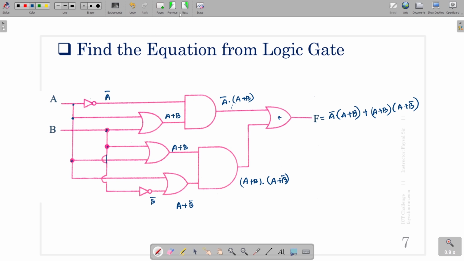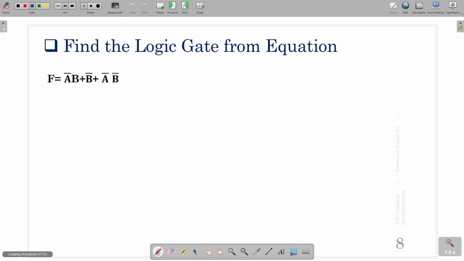Maybe not. Now the another part is find the logic gate from equation.